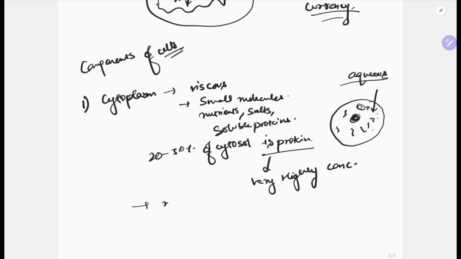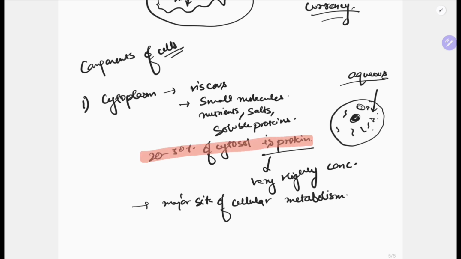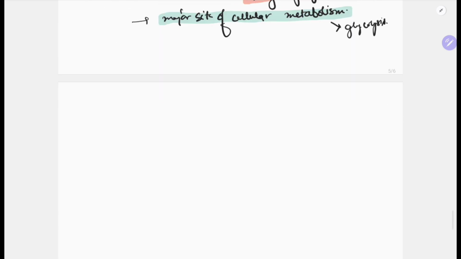and it is also a major site of cellular metabolism. Metabolism we are going to study in upcoming lectures, so do not worry about it right now, but make sure you make notes of this. Okay? So 20 to 30% of cytosol is basically protein, and it is highly concentrated. And the second thing that you need to remember is it is a major site of cellular metabolism, and that is your glycolysis, that we are going to study in upcoming lectures.